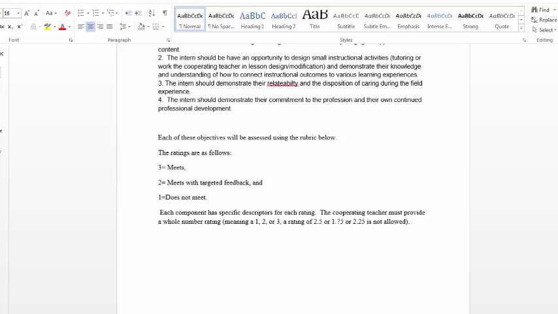It's also important to note that the cooperating teacher must provide a whole number rating for each of the 4 components, meaning they have to give a 1, 2, or a 3. They cannot give a score of a 2.5, a 1.5, or 1.75. They must use whole number scoring, and I'll talk in a little bit about how to do that and how to use a preponderance of evidence as your means for providing that whole number scoring.